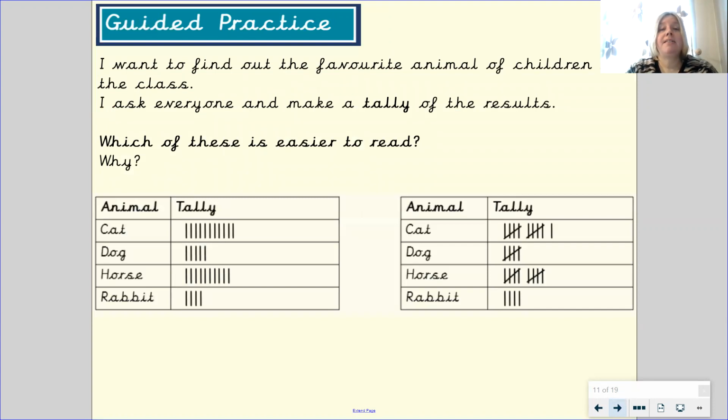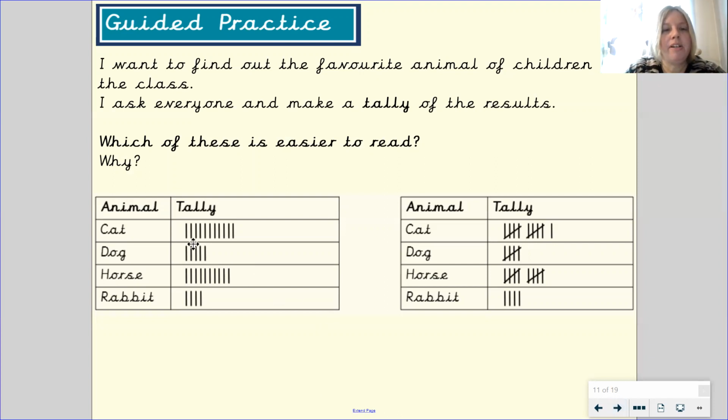Let's have a look at this. I want to find out the favourite animal of children in the class. I ask everyone and make a tally of the results. Which of these is easier to read and why? I want you to pause the video, look at the 2 tally charts and tell Mr. Fox which you think is the easiest to read and why. Pause your video. Let's have a look at the tally charts together.